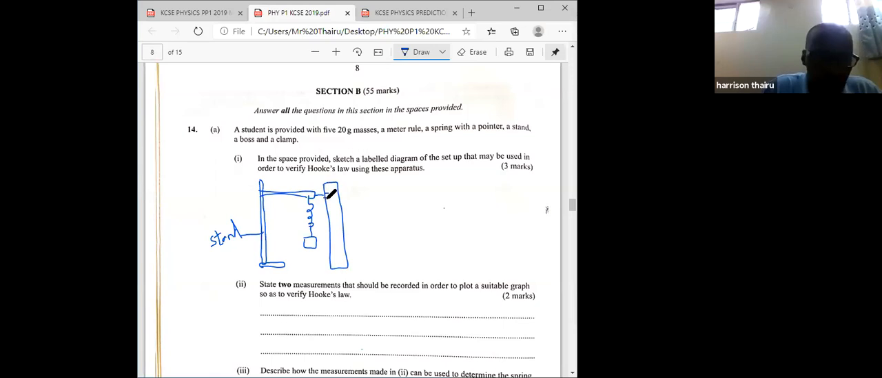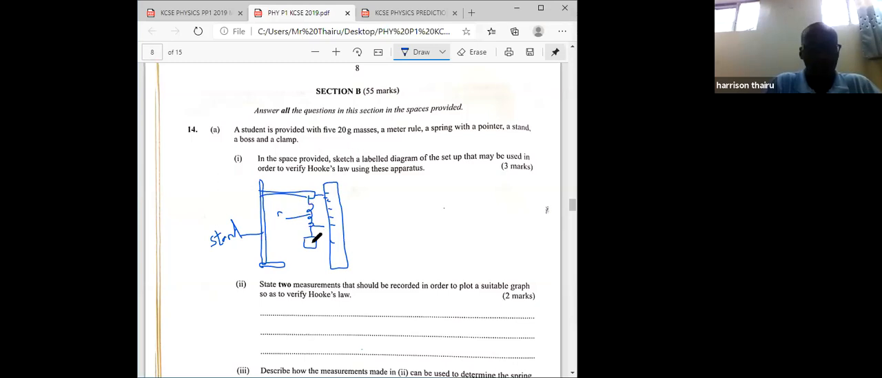So it's going to be our rule, the extension. The spring on the lower side needs to have a pointer. So you have to label everything. For example, this one, you label it as a spring.